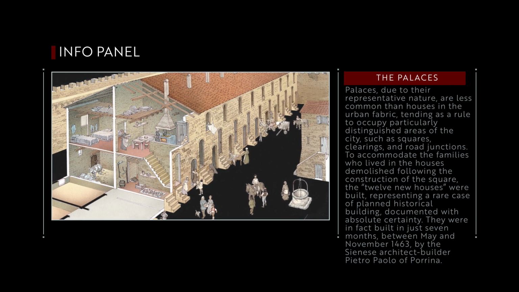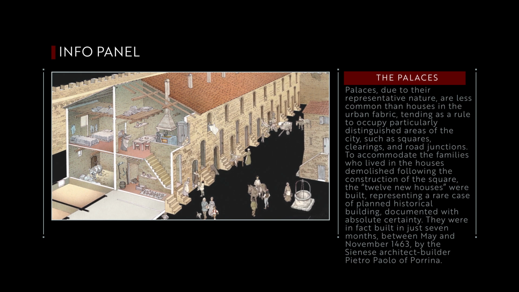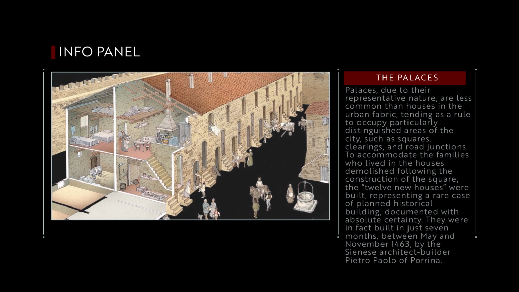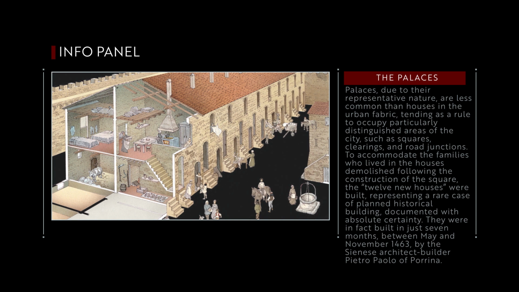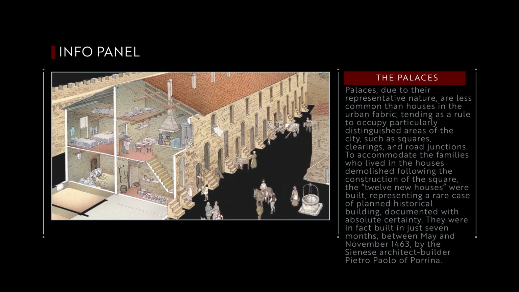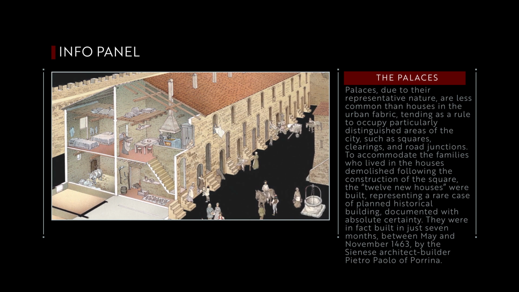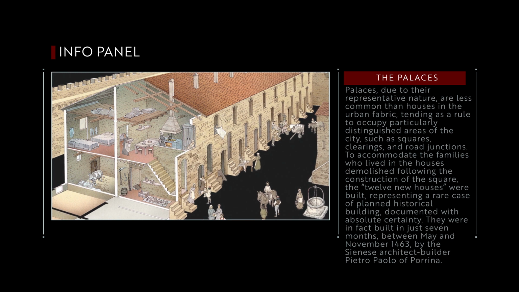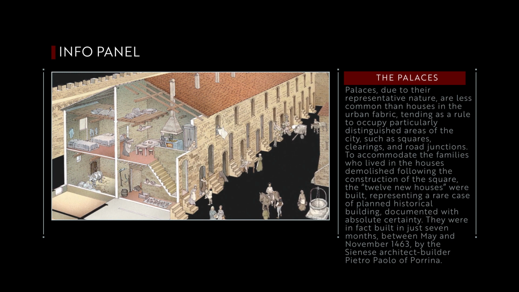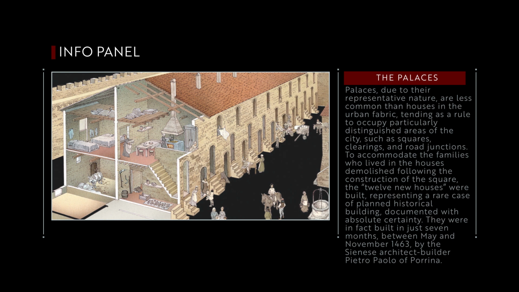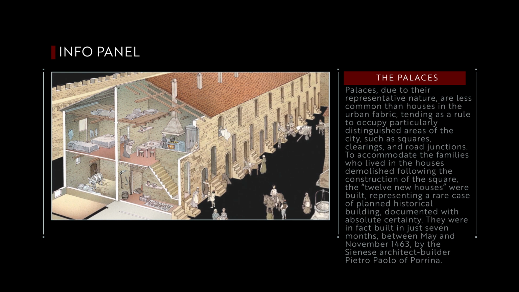To accommodate the families who lived in the houses demolished following the construction of the square, 12 new houses were built, representing a rare case of planned historical building, documented with absolute certainty. They were in fact built in just 7 months, between May and November 1463, by the Sienese architect-builder Pietro Paolo of Porina.